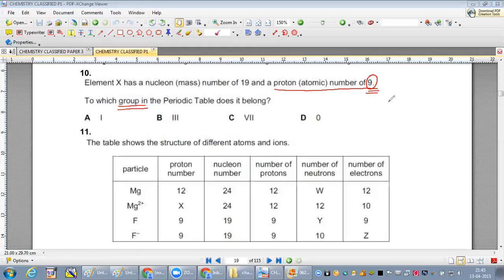So start filling up. 9 protons means 9 electrons. So start filling up the orbits. First orbit can have a maximum of 2 electrons. Out of 9 electrons, you have already put 2 electrons in the first orbit. So how many more electrons are remaining? 7 electrons. Those 7 electrons will come in the second orbit. As I've said earlier, the number of electrons in the outermost orbit is always going to be equal to the group number. Because 7 electrons are there in the outermost orbit, its group number is going to be 7. So this is going to be the correct option.